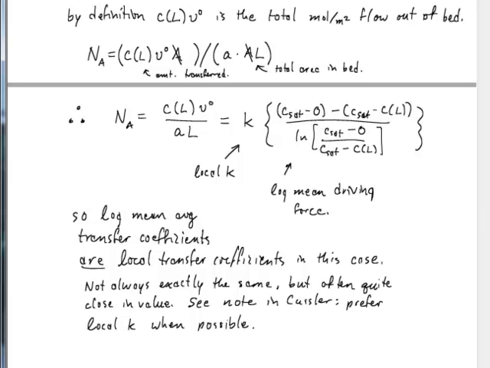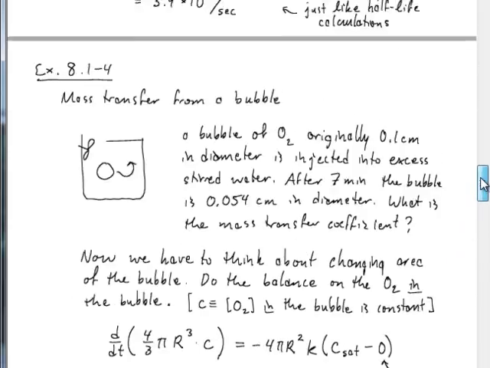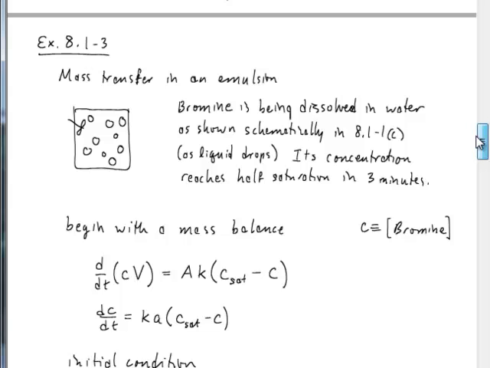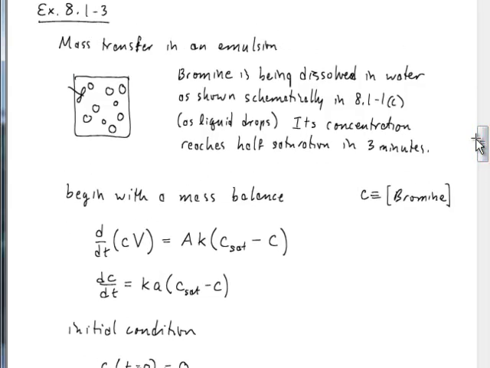So I have a few minutes left. Let me go back to the top here and do another example. This one is going to be mass transfer from an emulsion. In an emulsion, we've got these little liquid droplets, and there's a fluid around them. The liquid droplets are bromine, and they are being dissolved in water in this example.